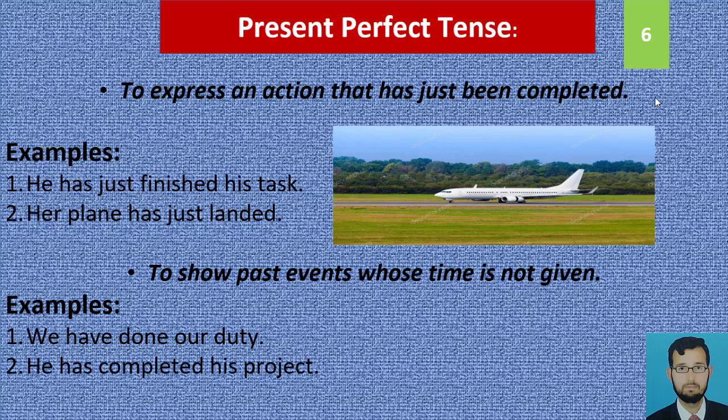Let us move towards the next usage. The present perfect tense can be used to talk about an action that happened in the past. This tense is used to express a past action whose time is not given. In these examples, we see things as happening in the past but having a result in the present.